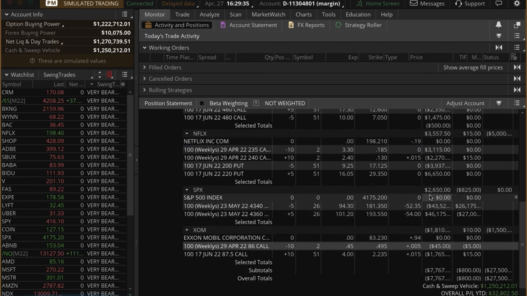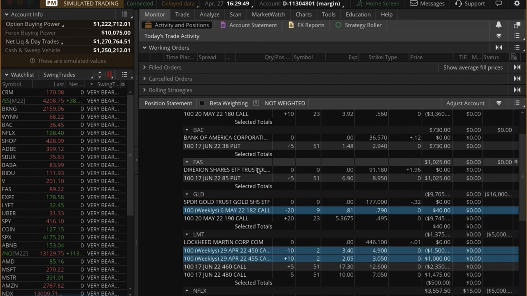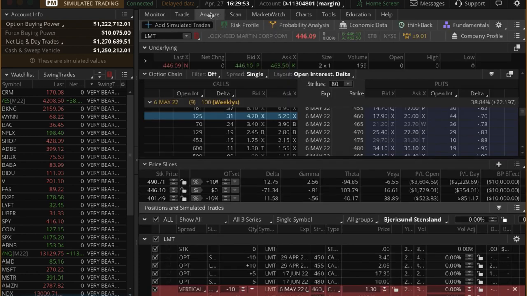And SPX also, yesterday it was close to 3,500. Today it's given up about 875. Nonetheless, good trade, 2,650. Let's close it out. Let's close out SPX and Netflix. What I want to do is adjust Lockheed Martin and protect FAS's profit over here. So let's go take a look.